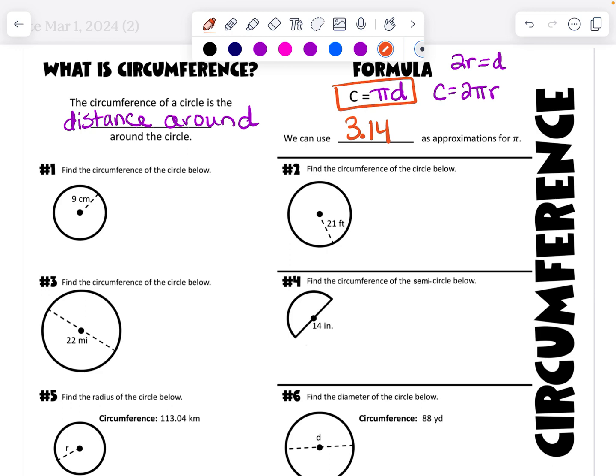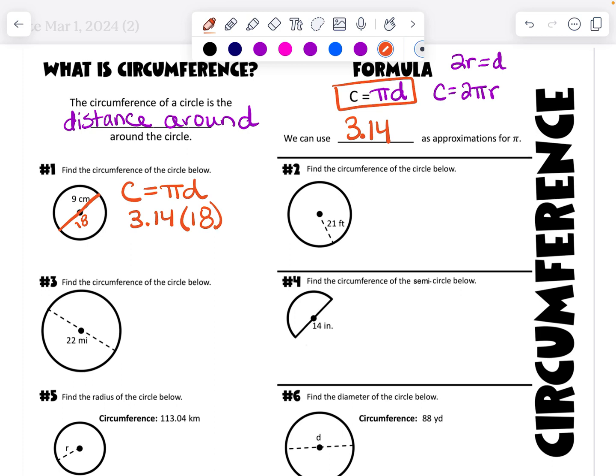Number 1 says find the circumference of the circle below. We're going to use our formula. Circumference equals pi times diameter. Pi is 3.14. The diameter of this circle is not 9. 9 is the radius, which is halfway across. The diameter all the way across would be 18. So we're going to do pi times 18.